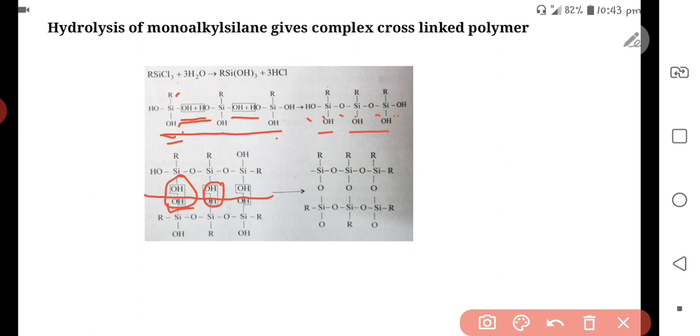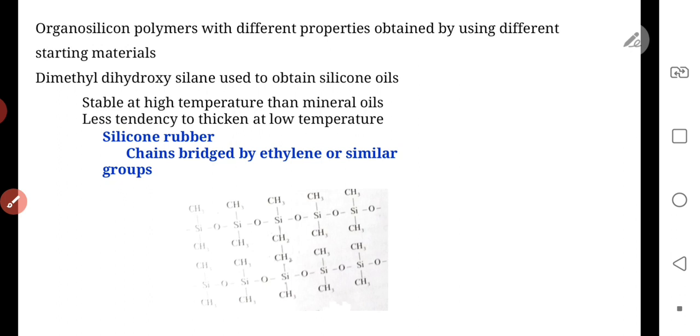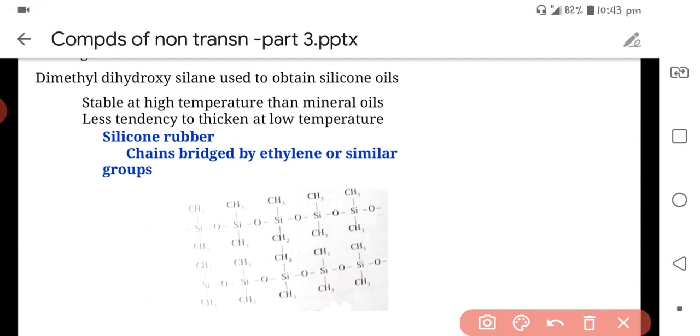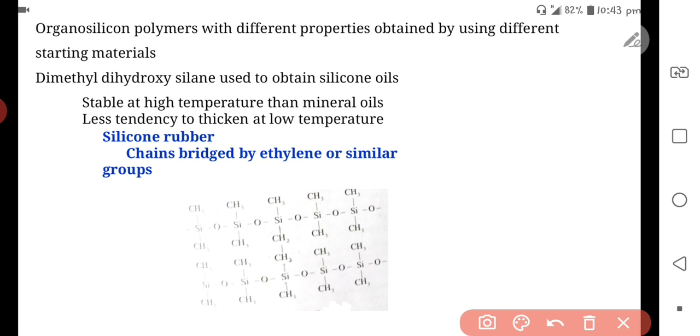Okay, so if you take a monoalkyl silane, you will get a complex cross-linked polymer. So we can see that from these two examples organosilicon polymers with different properties can be obtained by using different starting materials. If we make the number of alkyl groups 1, we get a cross-linked polymer. If we take the number of alkyl groups as 2, you will get a linear chain polymer. So based upon the nature of the starting material, you will get different products with different properties.